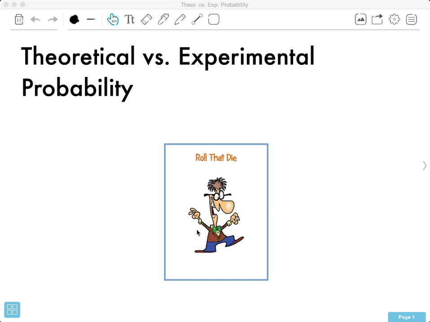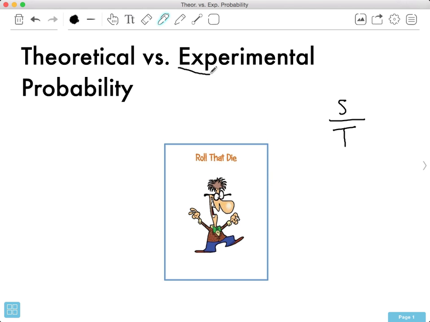We're going to be looking at theoretical versus experimental probability. This is a video targeted at students in Essential Math 40S in the probability unit. Theoretical versus experimental probability is the same idea of looking at probability as successful outcomes over total outcomes. It's just a question of where those numbers come from.